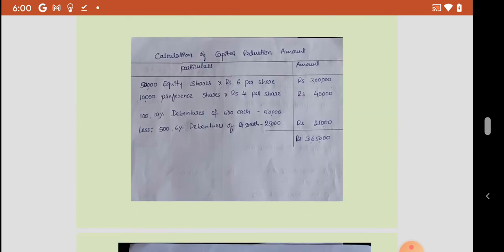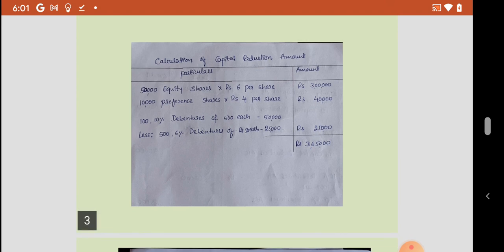So firstly, we calculate the capital reduction amount. Firstly, 50,000 equity shares into rupees 6 per share. I hope how we got this amount is clear. That is amounting to rupees 3 lakhs. Next, 10,000 preference shares into 4 per share. It was reduced by 4 per share. So the reduction amount amounts to rupees 40,000.